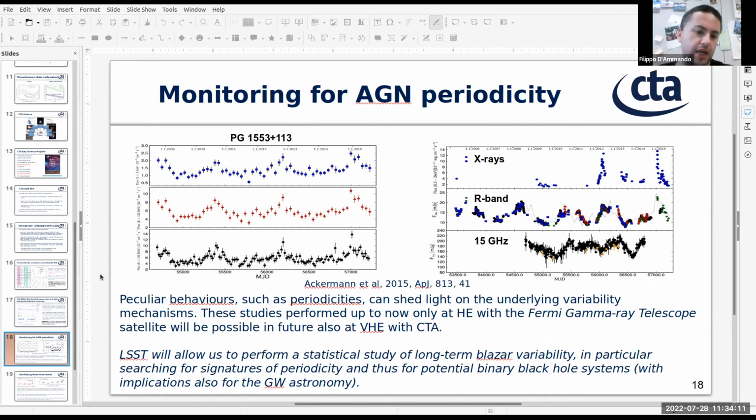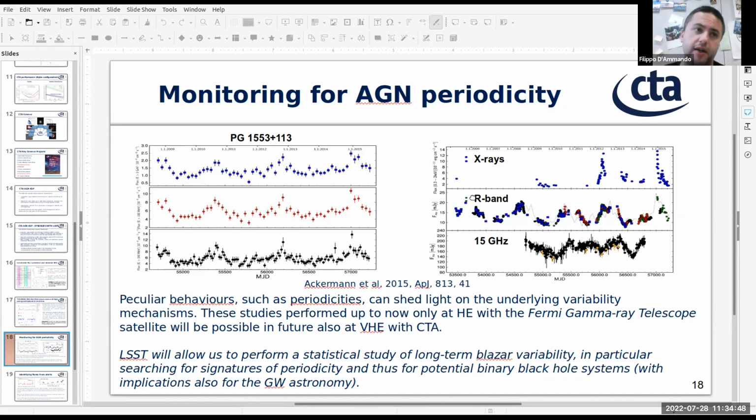This is something that has been done at the moment only at high energy with the Fermi Gamma Ray telescope. Here you can see a light curve at different energies with the Fermi-LAT. And some hint has been observed also in optical and partially in radio and X-ray. So the possibility to have a statistical study of long-term variability can be very important, searching for signatures of periodicity and signatures of potential binary black hole systems, with implications also for gravitational wave astronomy.